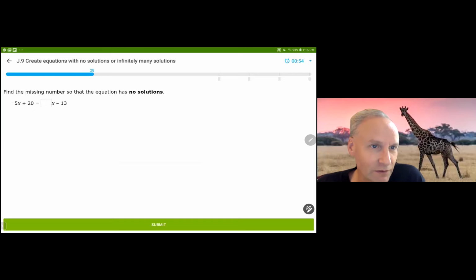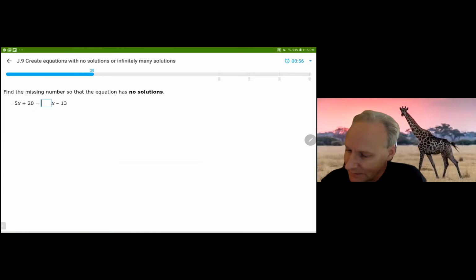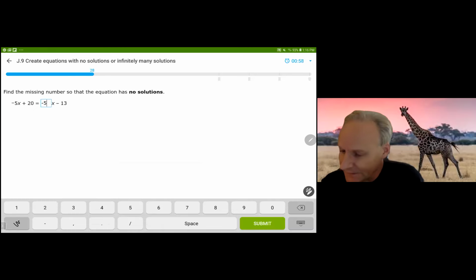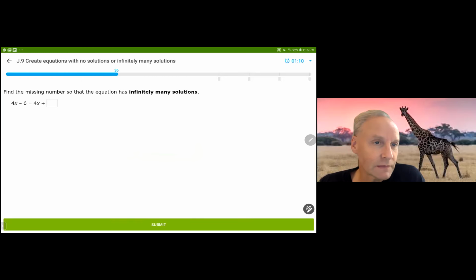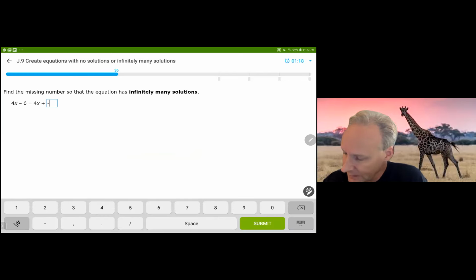This one has no solutions, so again, -5. If it has the same coefficient, it means the x's are going to cancel. And if you try to solve it, you're going to get 20 equals -13, which is not true. And it'll be no solution. Let's see, we want infinitely many solutions. So 4x minus 6 is the same as 4x plus -6. Same thing. Adding a negative is the same as subtracting.